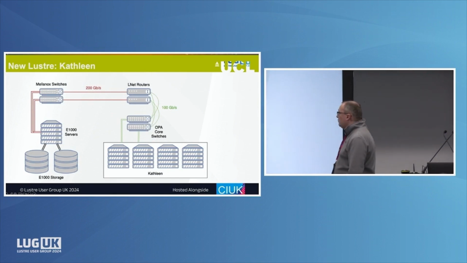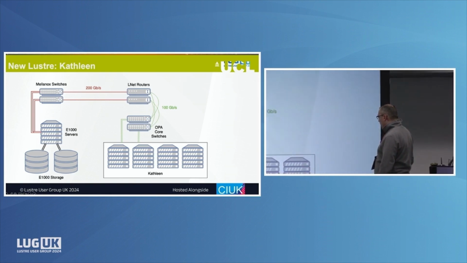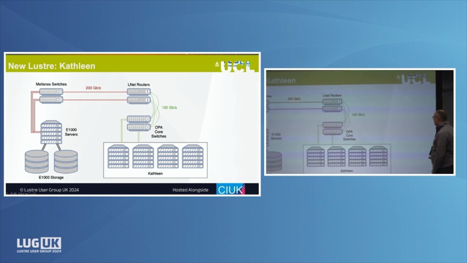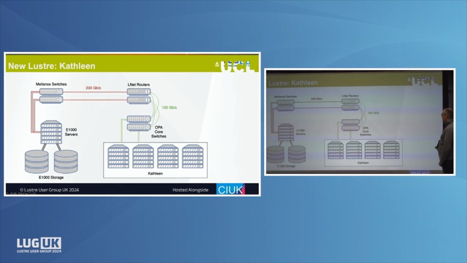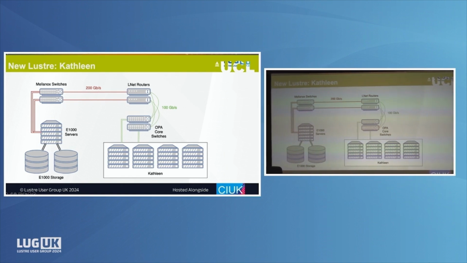Quick look at the network diagram for Kathleen, which is a bit simpler. So on the one side, we have the Cray cluster store E1000 system with the storage and the servers. Internally, it's using 200 gig Infiniband network, so we have Mellanox switches here. On the other side, we have Kathleen compute, the cluster, a couple of racks with a 100 gig Omnipath network internally. And in between, we have a pair of LNet routers, which basically forward the traffic between the 200 gig Infiniband network and the 100 gig Omnipath network.